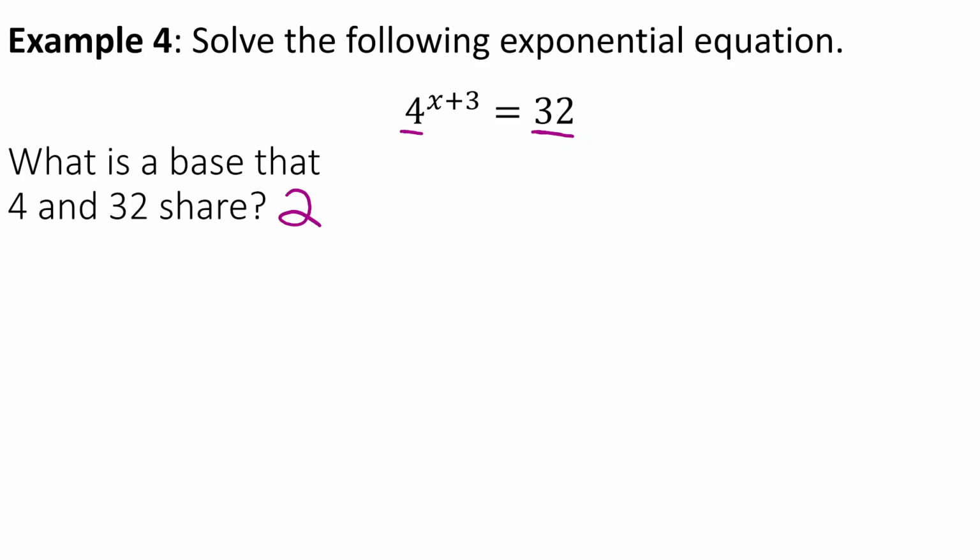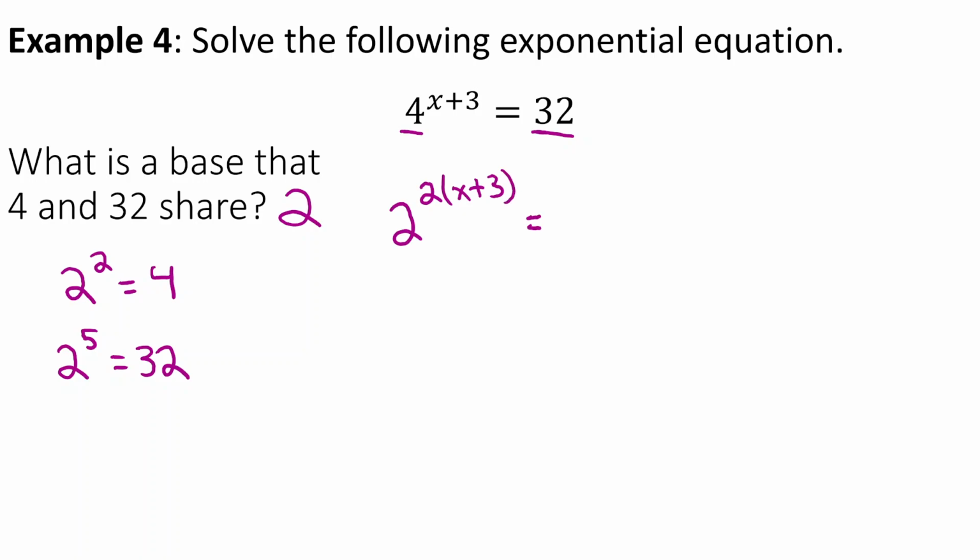Just to reiterate, 2 to the 2nd power is equal to 4, and likewise that same number, 2 to the 5th power, is equal to 32. So our next step is to replace the 4 and the 32 with 2 squared and 2 to the 5th as follows: 2 to the 2nd times the quantity of x plus 3 equals 2 to the 5th. Before I move on, let me reiterate the previous part. Where we turned the 4 into 2 squared, we have to multiply that 2 by the entire x plus 3 exponent.